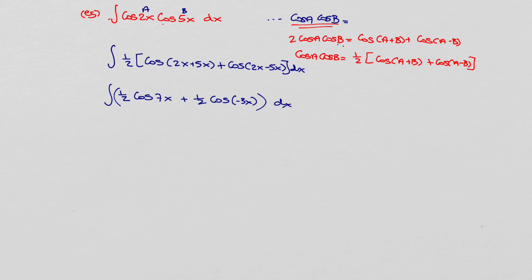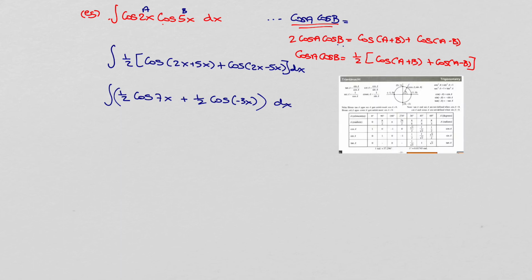And again, we can go to our maths tables. If we look at page 13 there, we can see that cos of minus a is the same as cos of a. So cos of a negative angle is the same as cos of the positive angle. But sine of a negative angle and tan of a negative angle is actually minus sine a or minus tan a. So therefore I can rewrite this as a half cos 7x, plus a half cos 3x.